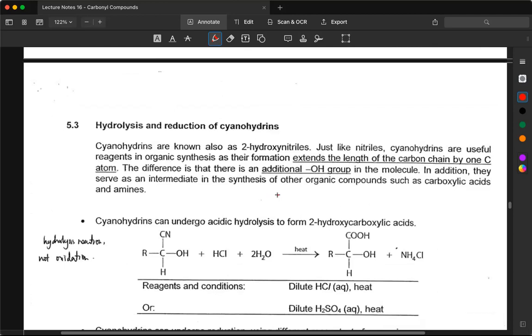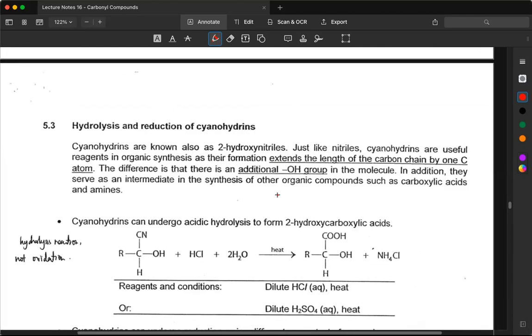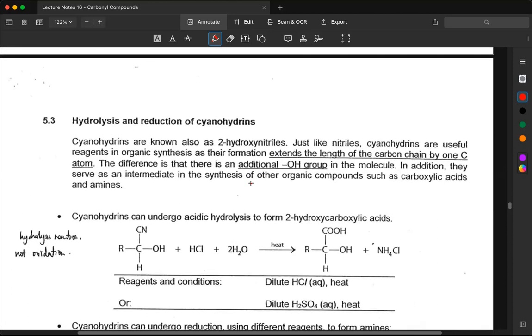Cyanohydrins are also known as 2-hydroxy nitriles, just like nitriles. Cyanohydrins are useful reagents in organic synthesis as their formation extends the length of the carbon chain by 1 carbon. So if there's a question that says there's an extension of the carbon chain, you may want to think about this reaction. The difference is that there's an additional OH group in the molecule. So they serve as an intermediate in the synthesis of other organic compounds like carboxylic acid or amine.